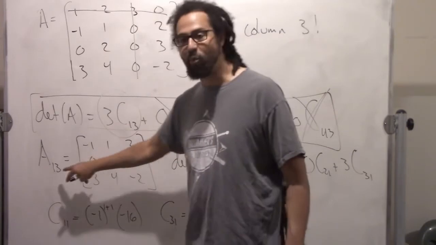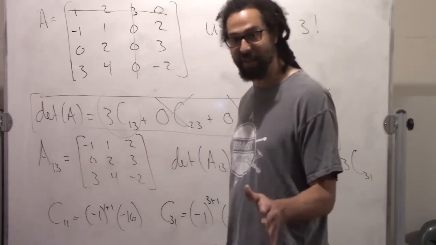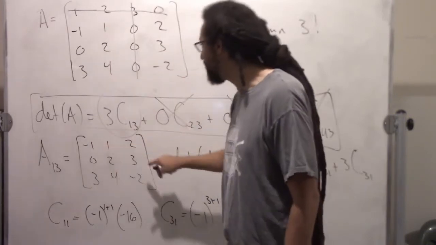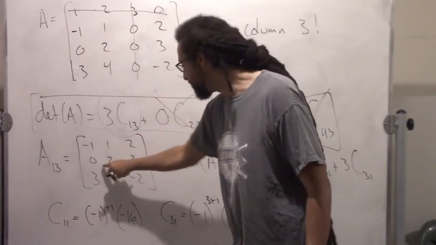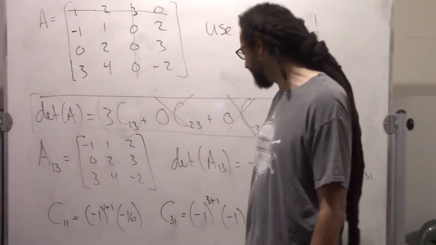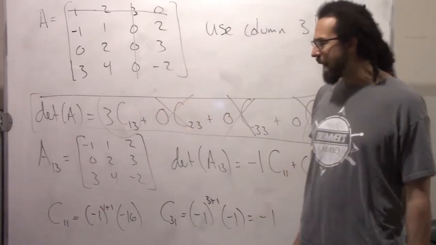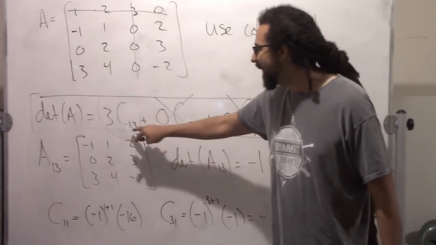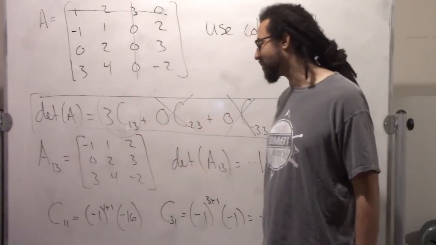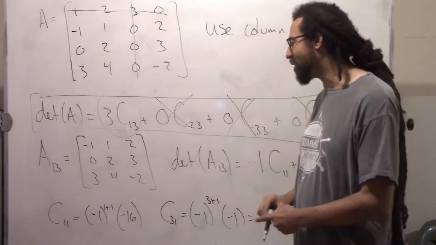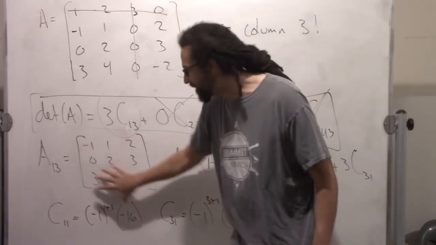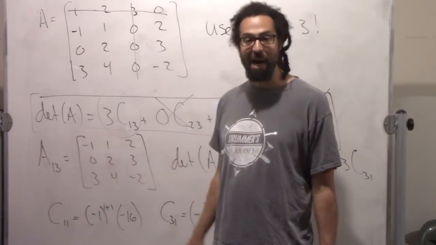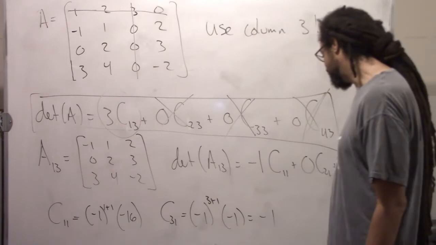And so what's the 1, 3 matrix that we need to look at? Well, negative 1, 1, 2, negative 1, 1, 2, 0, 2, 3, 0, 2, 3, 3, 4, and negative 2. So how do we compute the 1, 3 cofactor? It's going to be negative 1 to the 1 plus 3 power, and then we want to multiply that by the determinant of this thing. So the determinant of this thing is that 1, 3 minor. Remember that. So here we go.